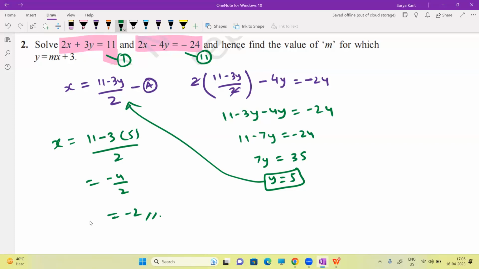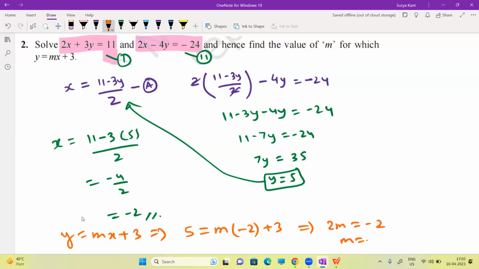So y is equal to mx plus 3. Here y is 5, equal to m into minus 2 plus 3. So we can write 2m is equal to minus 2, so m is equal to minus 1, correct? m is equal to minus 1, that's the answer.